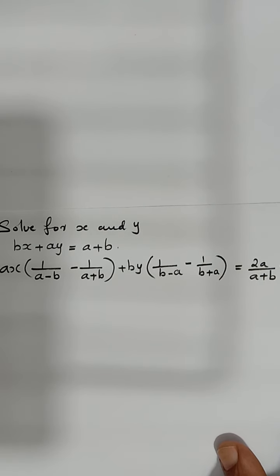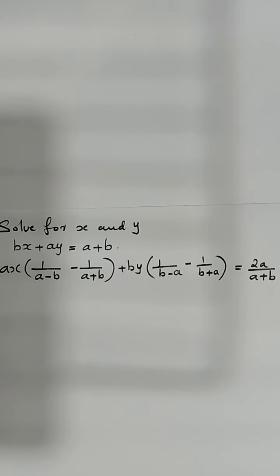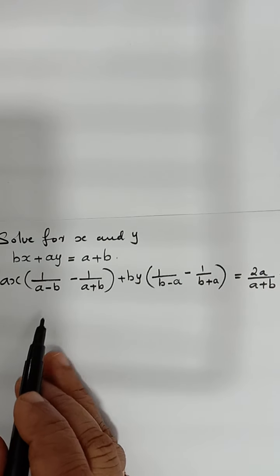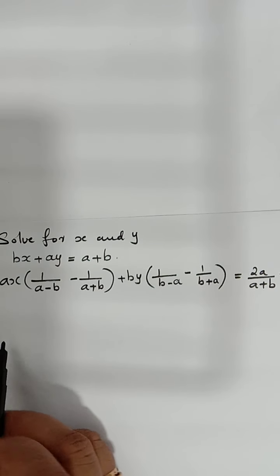Let us start with our second equation. We will simplify this. Then we will compare with the first one and we will get the answer. We will solve for x and y. So let us start with the second equation. Here we can cross multiply and we will simplify the second equation.